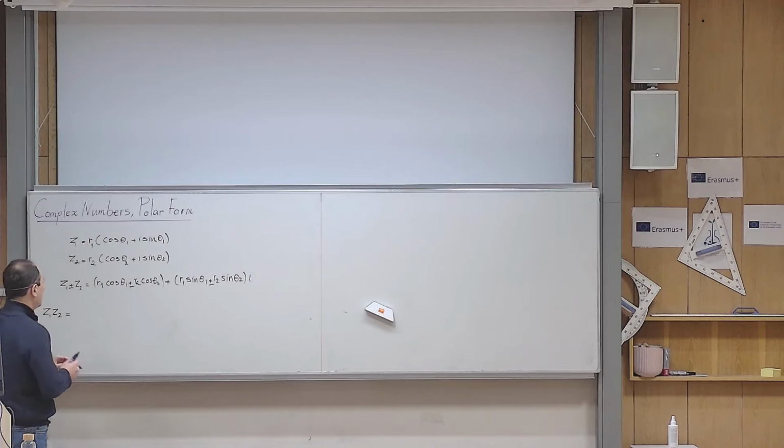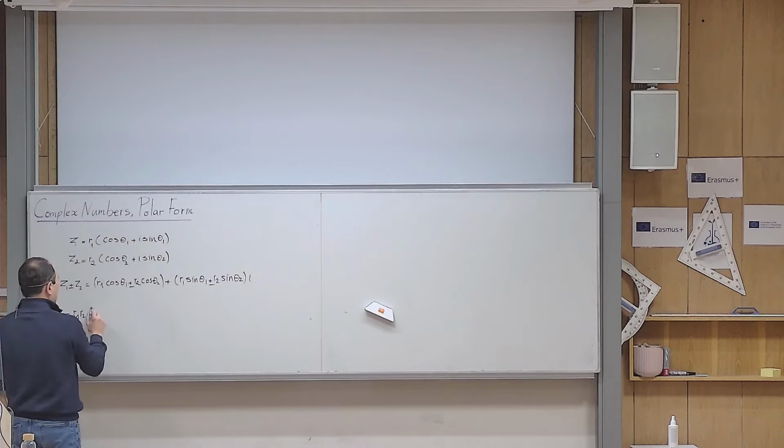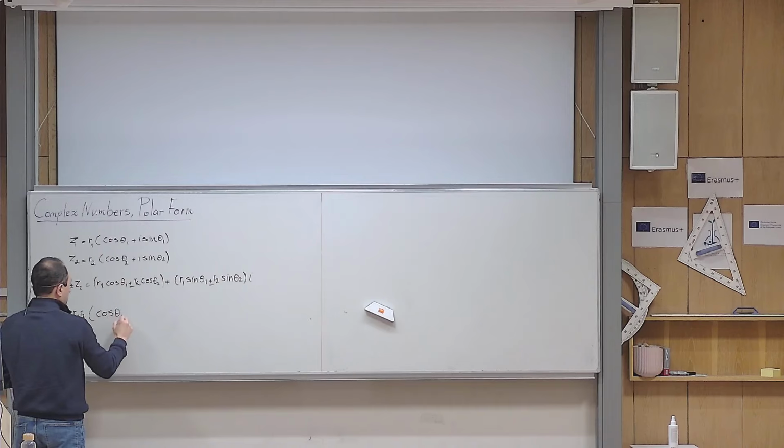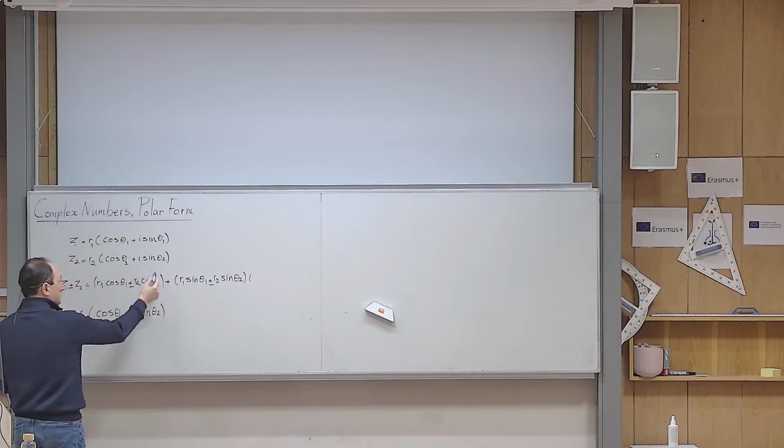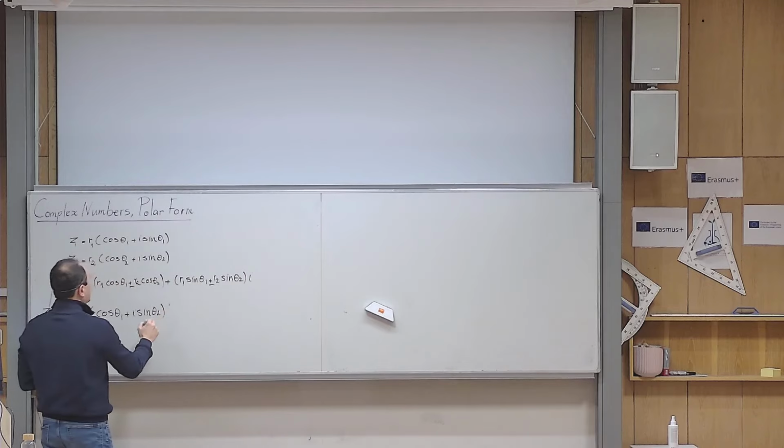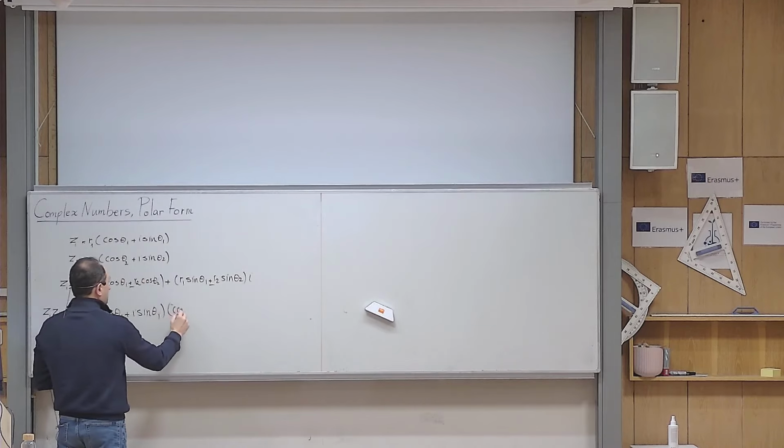So I multiply r1 by r2. I also take this one and multiply it by this one. Yes? I don't know why I make this mistake. This is theta 1. And then I multiply it by that one.